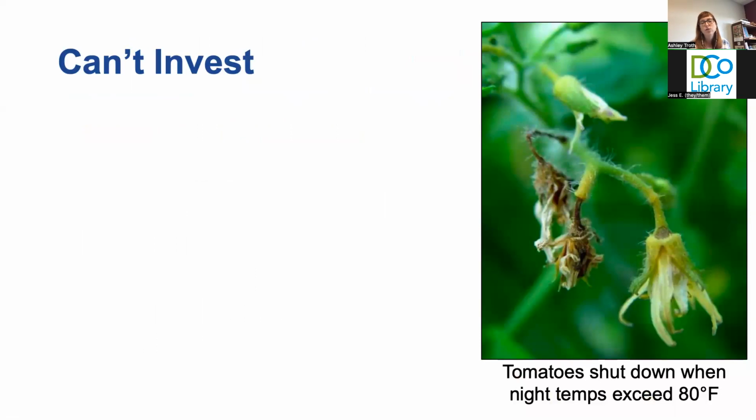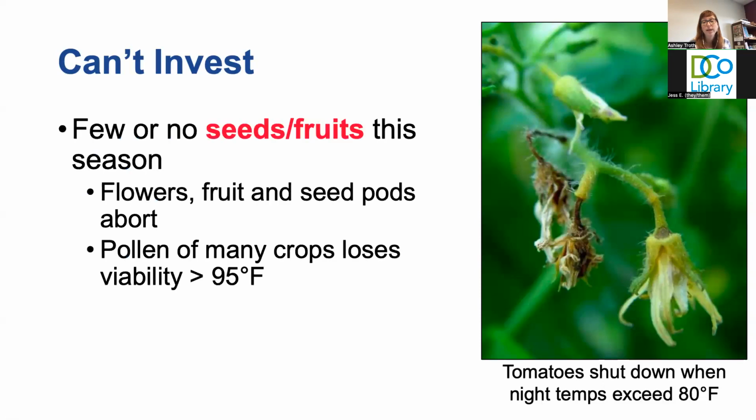So for example, tomatoes shut down when nighttime temps exceed 80 degrees Fahrenheit. You'll see this often where in the hottest parts of the summer, you'll go out and look at your tomato plants and all the little flowers are just wilted. Part of that is because they can't even fertilize properly at that temperature. So they put out flowers, but they can't make fruit from that flower.